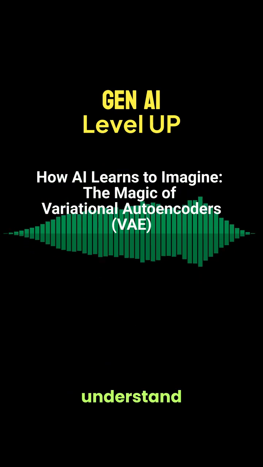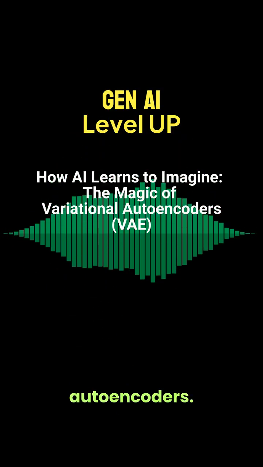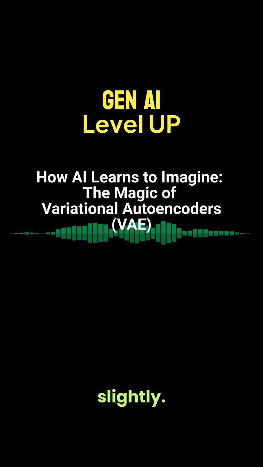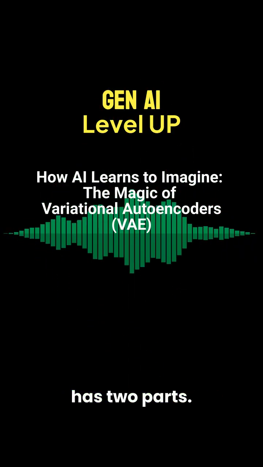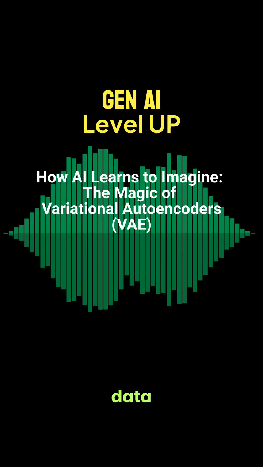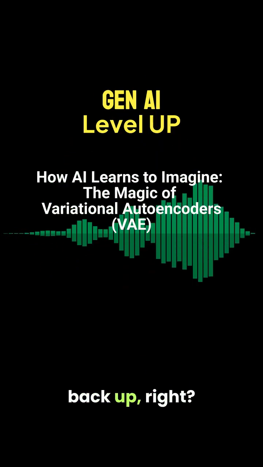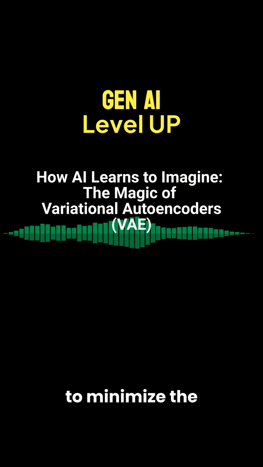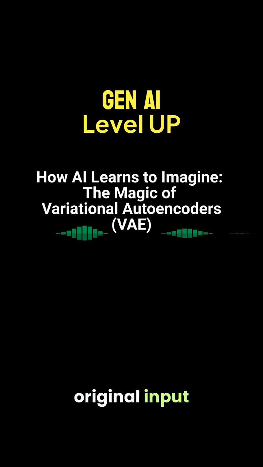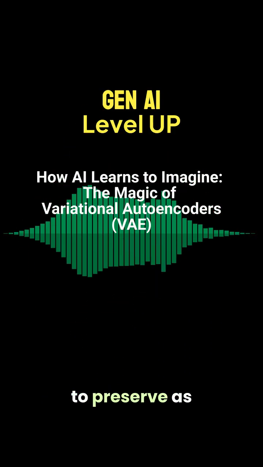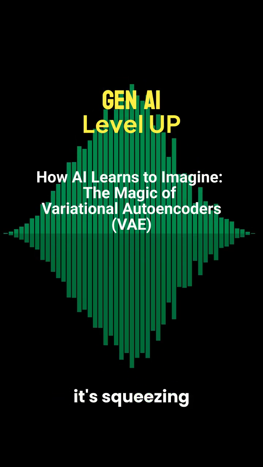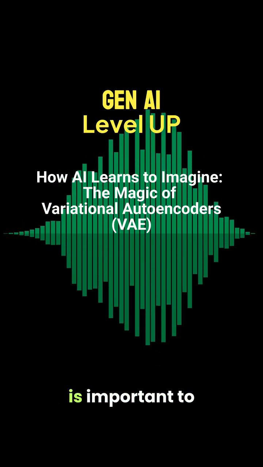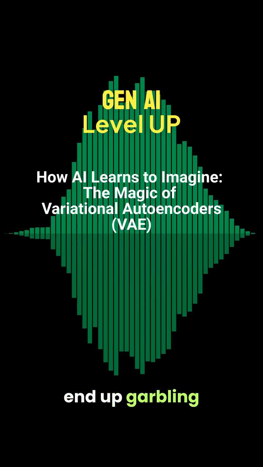Absolutely. It's a helpful way to understand how VAEs differ from standard autoencoders. Both aim to learn a compressed representation of the data, but their approach differs slightly. Okay, so just to recap, a regular autoencoder has two parts: an encoder that squishes the data down and a decoder that tries to puff it back up, right? Precisely. And the autoencoder's main goal is to minimize the difference between the original input and the decoder's output. Basically, it's trying to preserve as much information as possible, even when it's squeezing it through a bottleneck. But how does the autoencoder know what information is important to keep? Couldn't it just end up garbling everything?